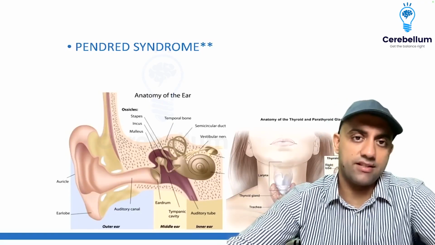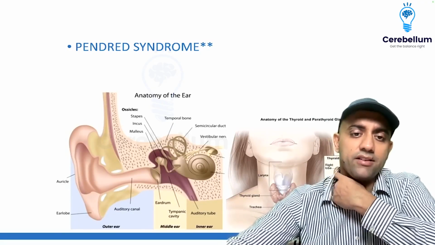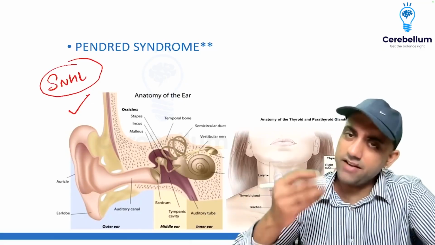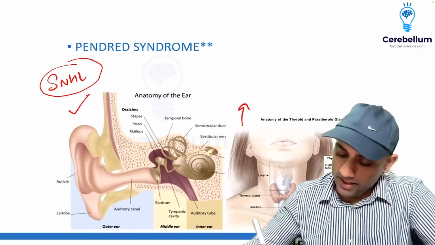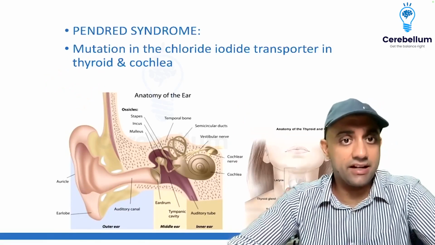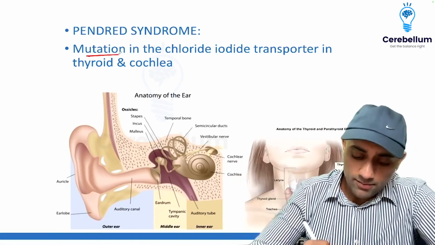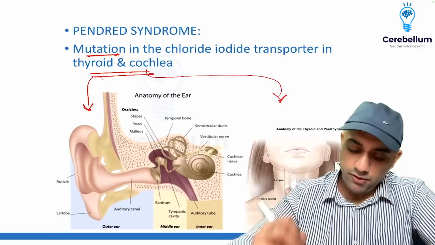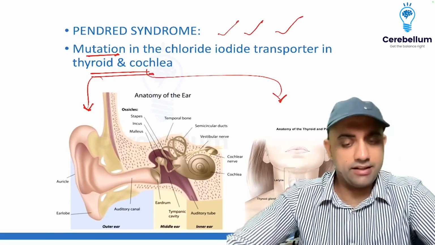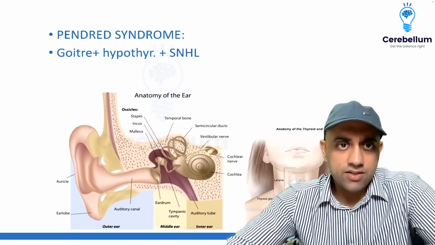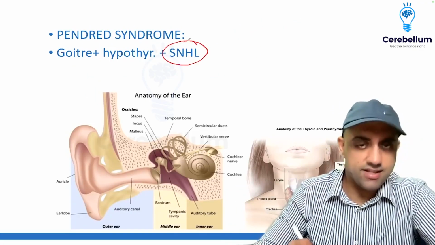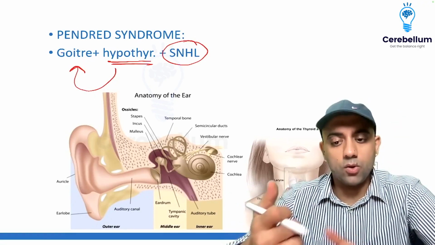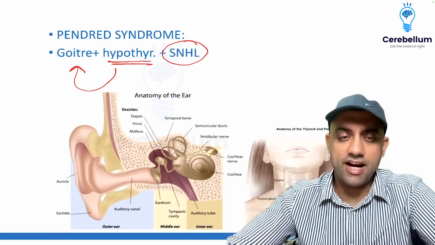Pendred syndrome is also there. Pendred is a triad you should know. I've shown you an ear picture, so the patient will have deafness, or sensorineural hearing loss. Next, very importantly, I'm showing you the thyroid gland. There's a mutation in the thyroid and the cochlea: a mutation in the chloride iodide transport in the thyroid as well as the cochlea. So in the cochlea I will have SNHL, sensorineural hearing loss, and in the thyroid I will have hypothyroidism, which will cause goiter. So goiter with hypothyroidism with SNHL is the triad for Pendred syndrome.